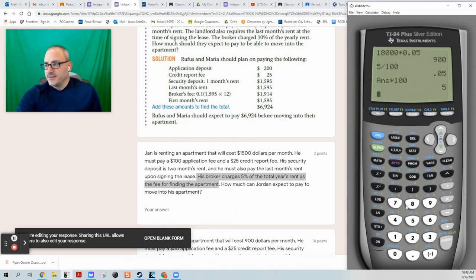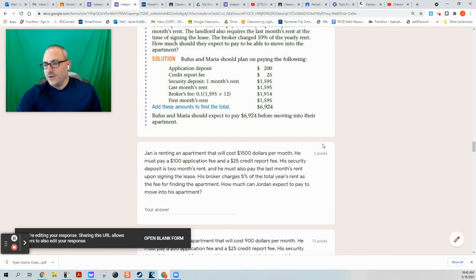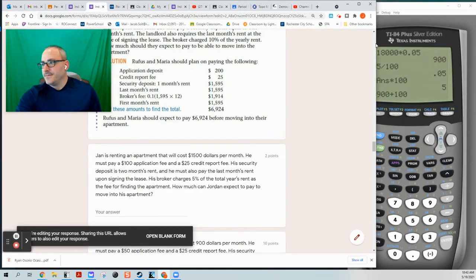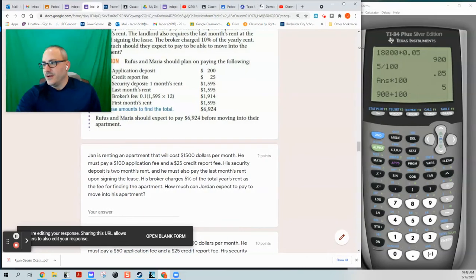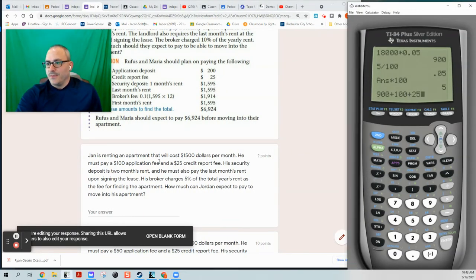The broker wants $900, so $900 is where I start, because everything else is just simple adding. If there's a $100 application fee, I need to add that. $900 for the broker, $100 for the application fee. I need to add a $25 credit report. His security deposit is 2 months' rent.